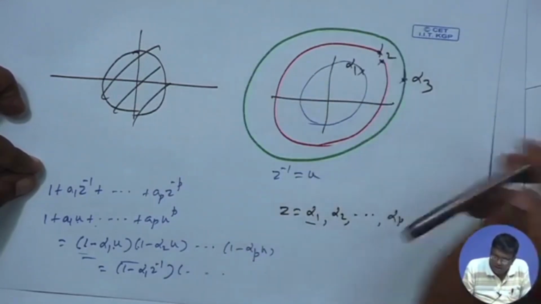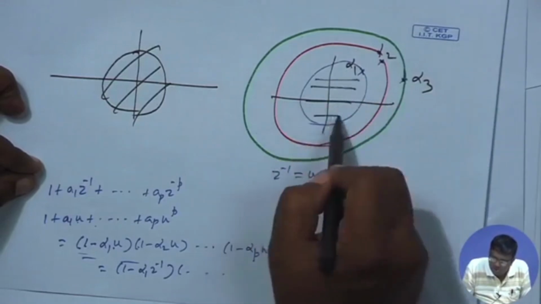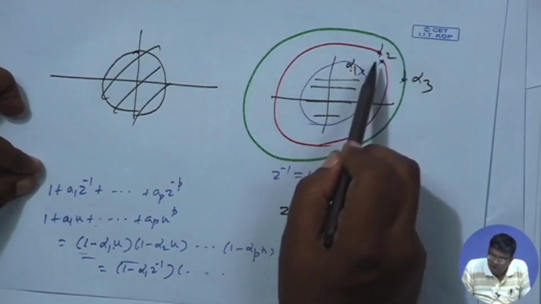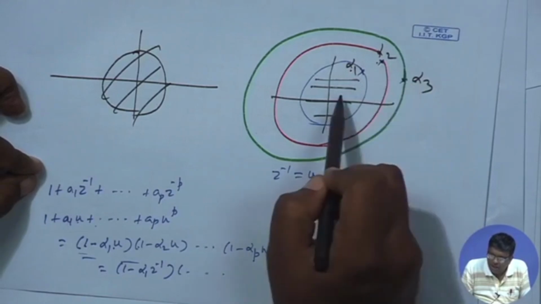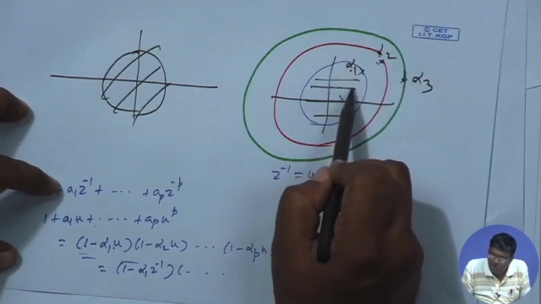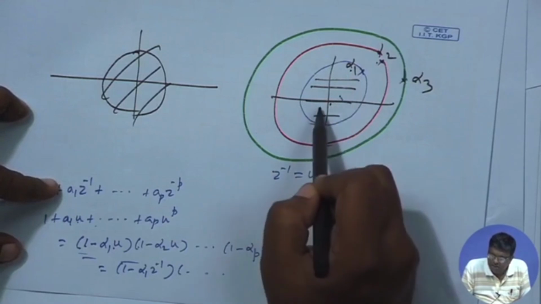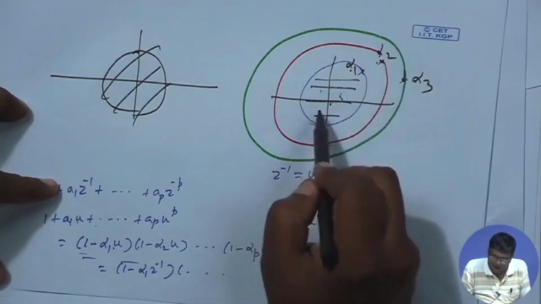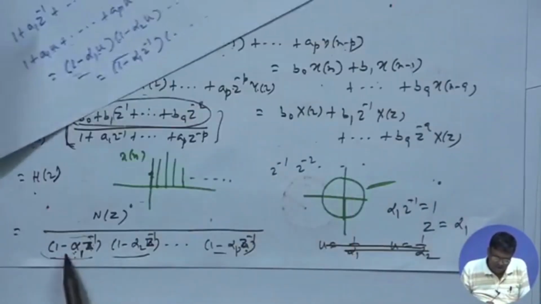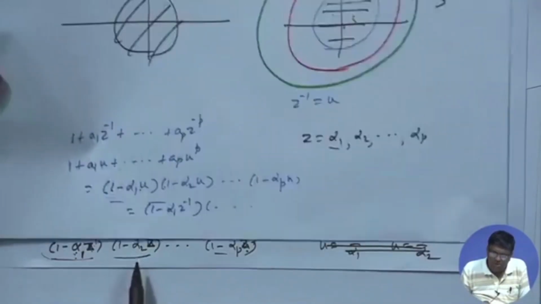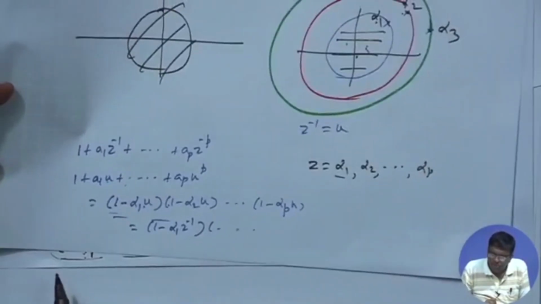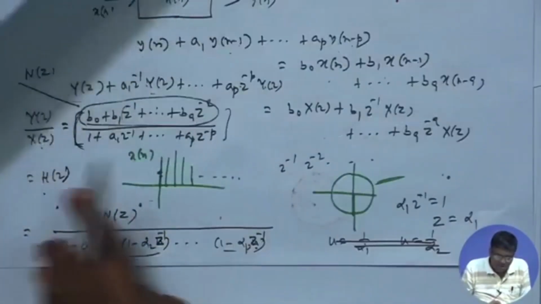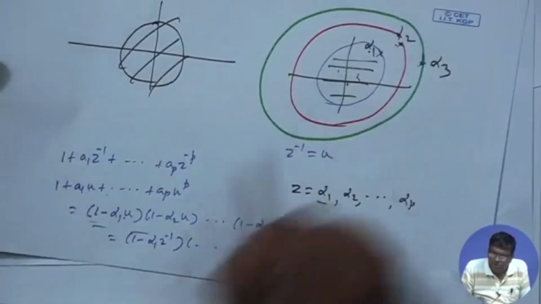Then you see this region can be one ROC, because neither alpha 1 nor alpha 2 nor alpha 3 exist here. So, Z is neither equal to alpha 1 inside this circle, nor equal to alpha 2 nor equal to alpha 3. So, for any Z here, none of these factors, 3 factors in this example, will become 0. So, this overall function H z will exist. So, this qualifies for one ROC.